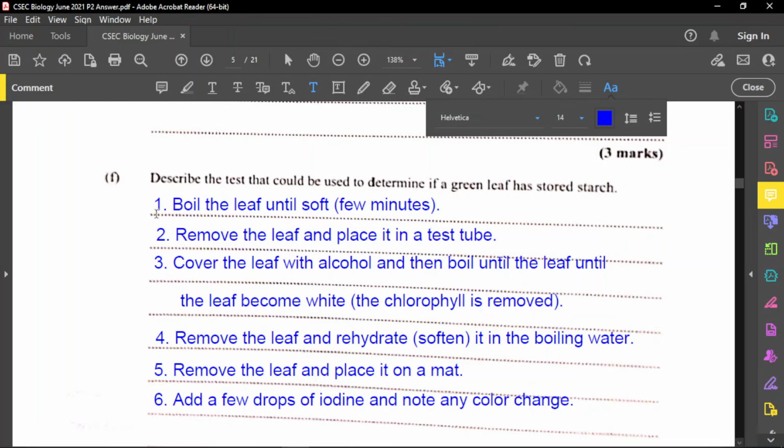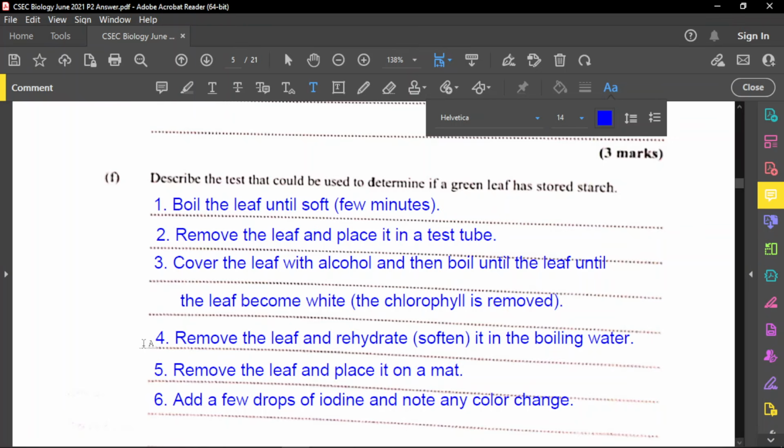And so, a quick run through is to boil the leaf until it is soft, and you do that for a few minutes. Then you remove the leaf from the boiling water and place it in a test tube. Then you cover the leaf with alcohol and boil it until the leaf becomes white. The reason for doing that is to remove chlorophyll. And then once you have removed the chlorophyll with the alcohol, you're going to remove the leaf and rehydrate the leaf, which makes it become soft again, because once you boil the leaf in alcohol, it becomes stiff.